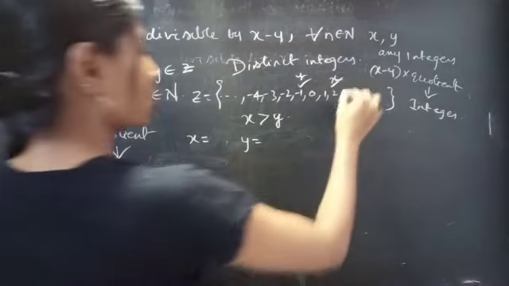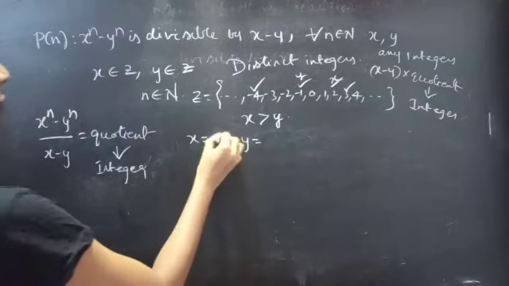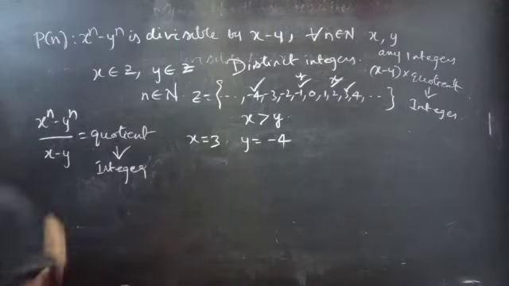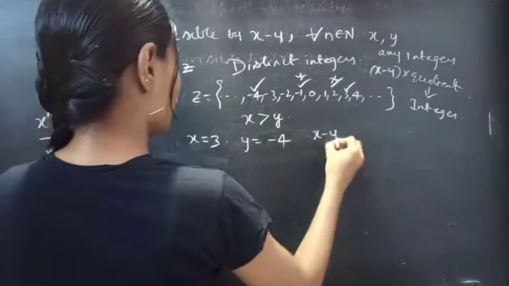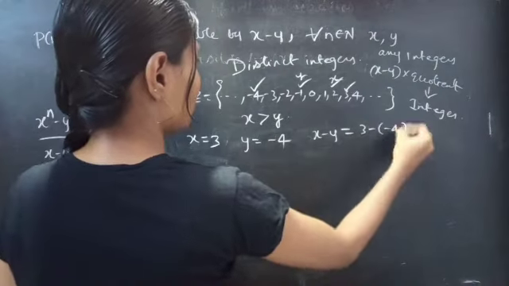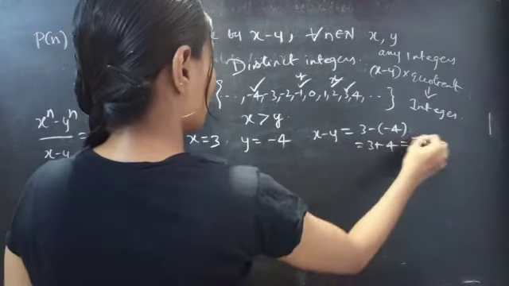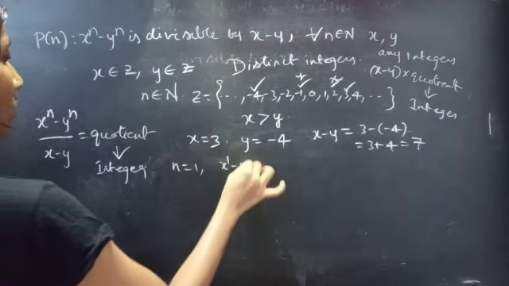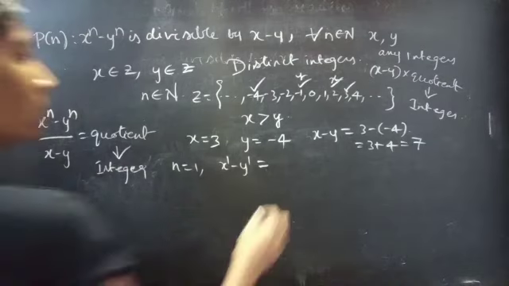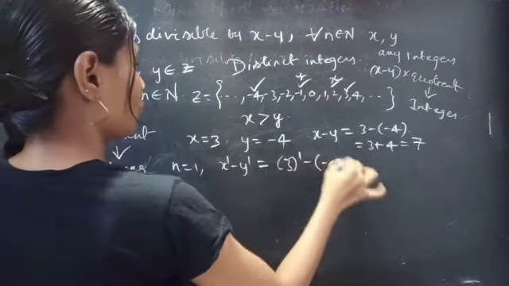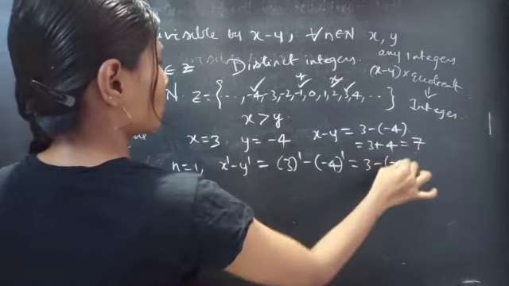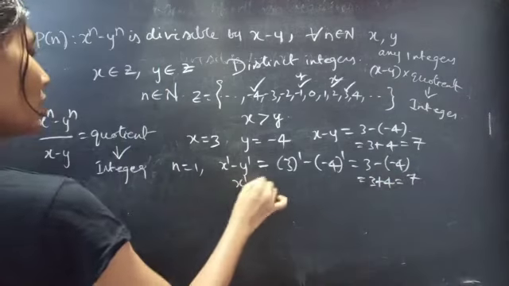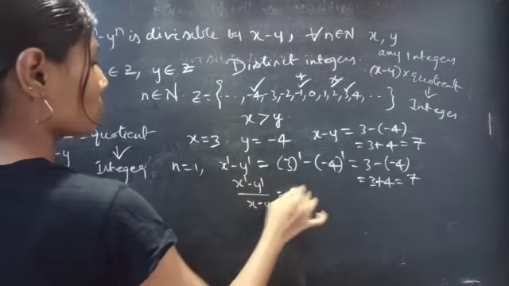We'll choose 3 and minus 4 now. Obviously 3 is greater than minus 4. Now from this we get x minus y equals 3 minus of minus 4 equals 3 plus 4, which is 7. When n equals 1, x^1 minus y^1 equals 3^1 minus of minus 4^1 equals 3 plus 4 equals 7.